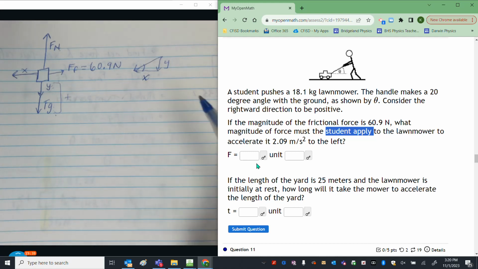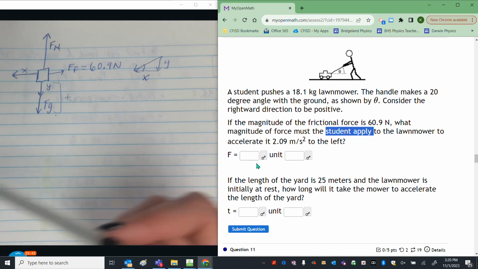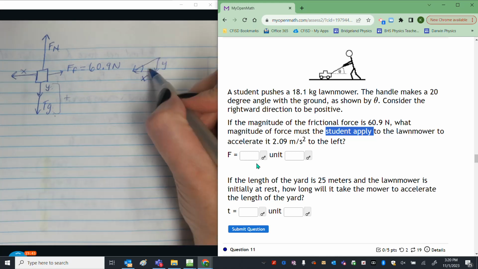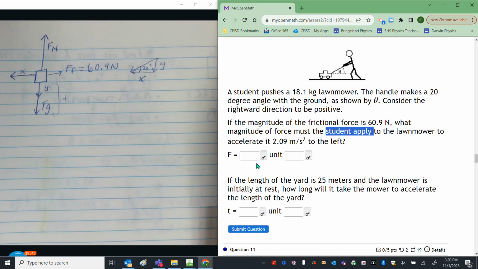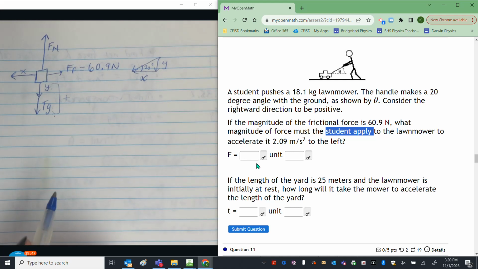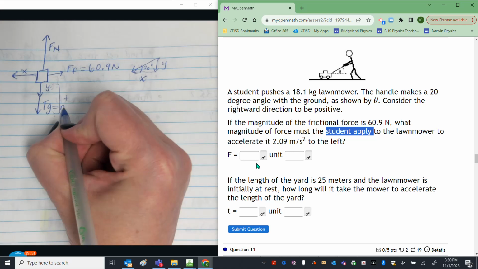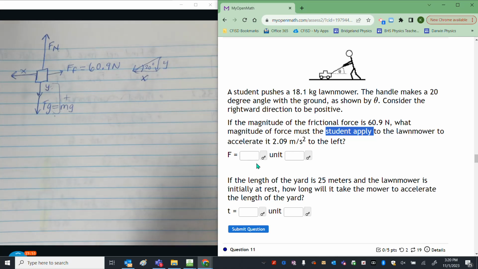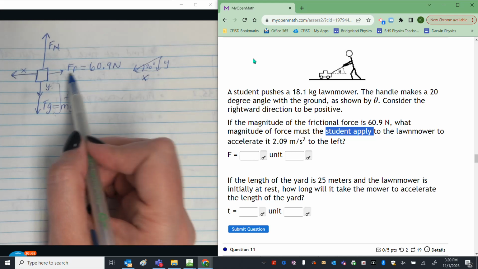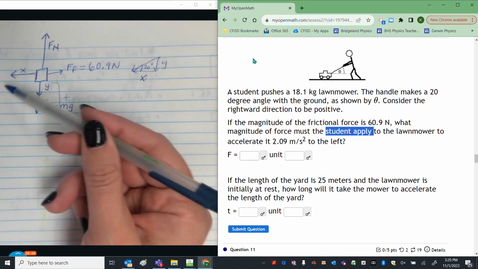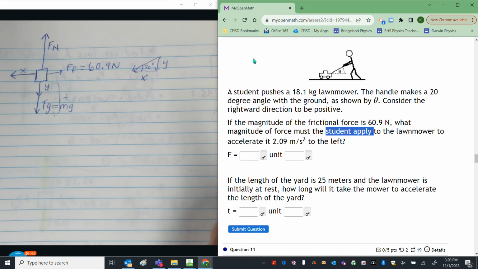But it does give us some other information. I obviously know the angle is 20 degrees, which isn't super helpful yet, but it'll be helpful in a minute. I know the mass of the lawnmower, I could certainly use that down here, mass times gravity to get Fg. But the most important thing that I know right now is that this lawnmower is accelerating 2.09 meters per second squared to the left, meaning that there's a net force here to the left that is creating that acceleration.